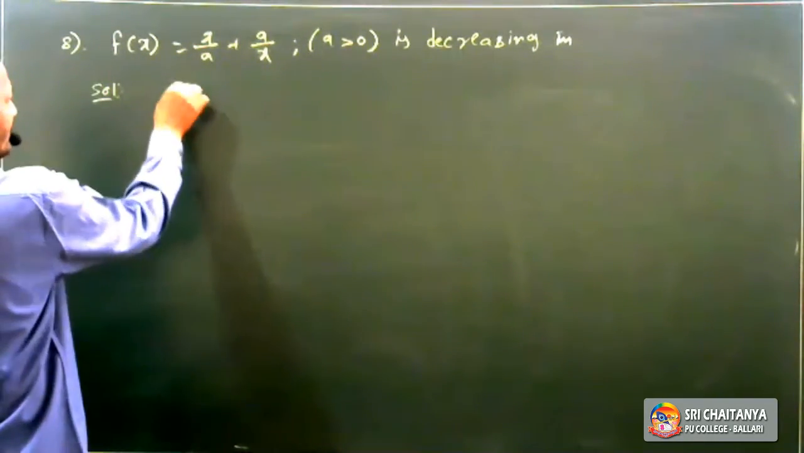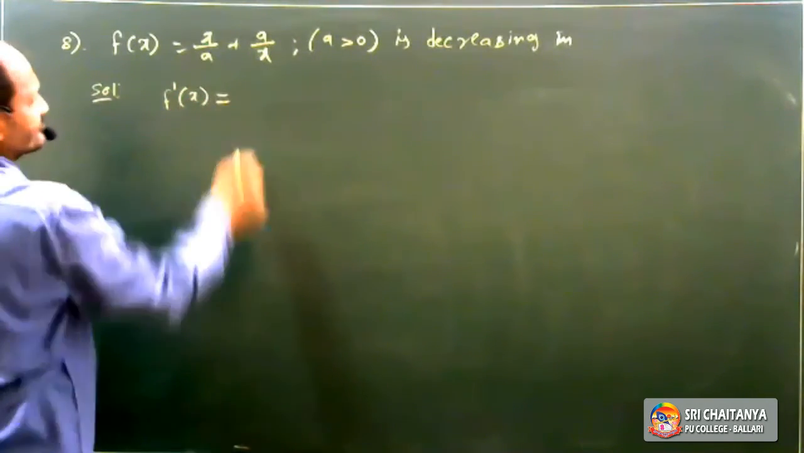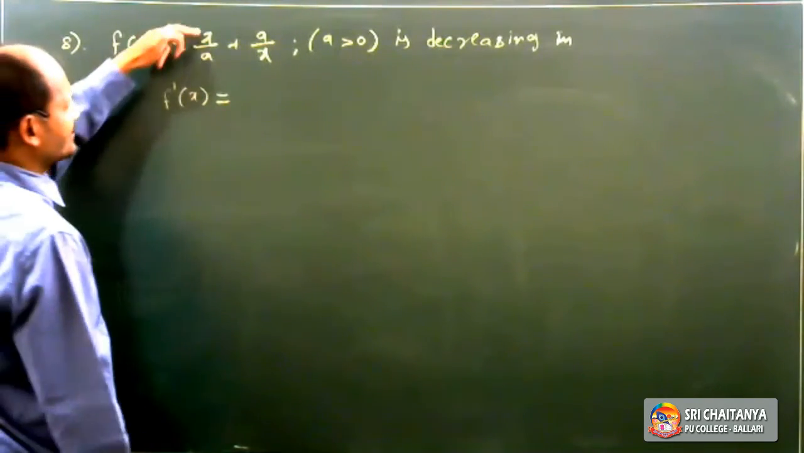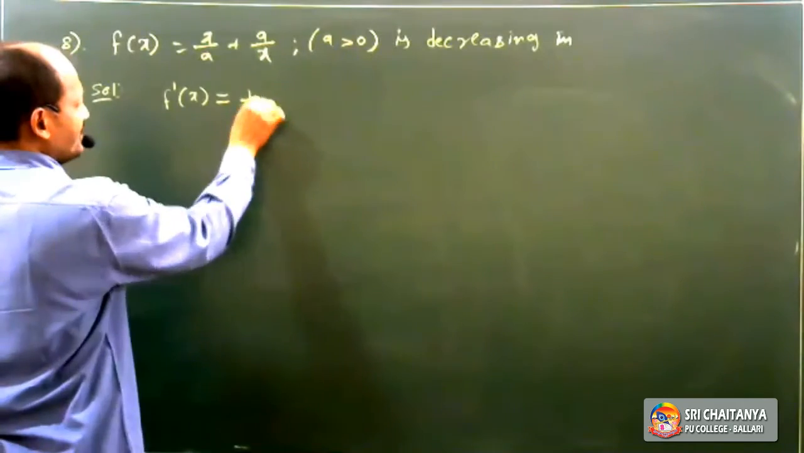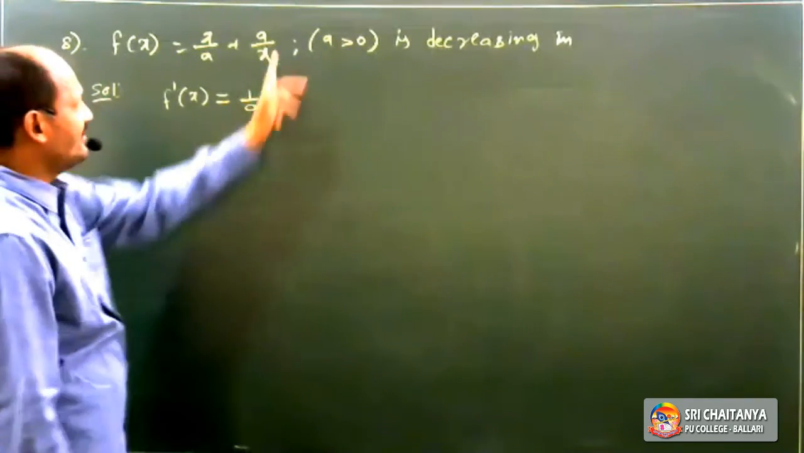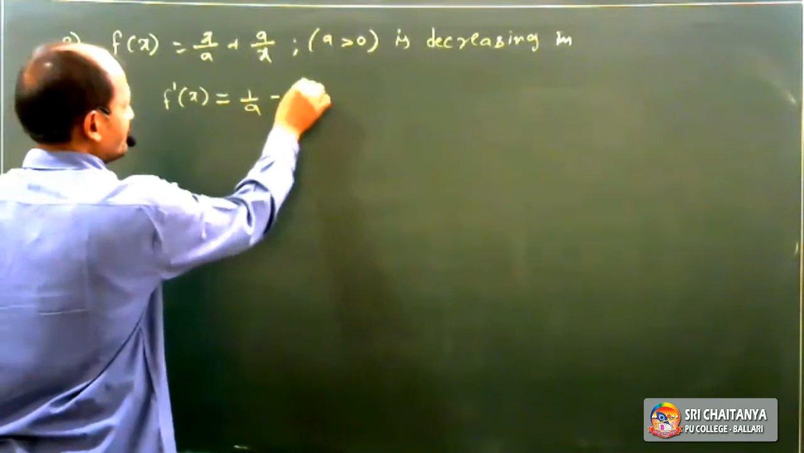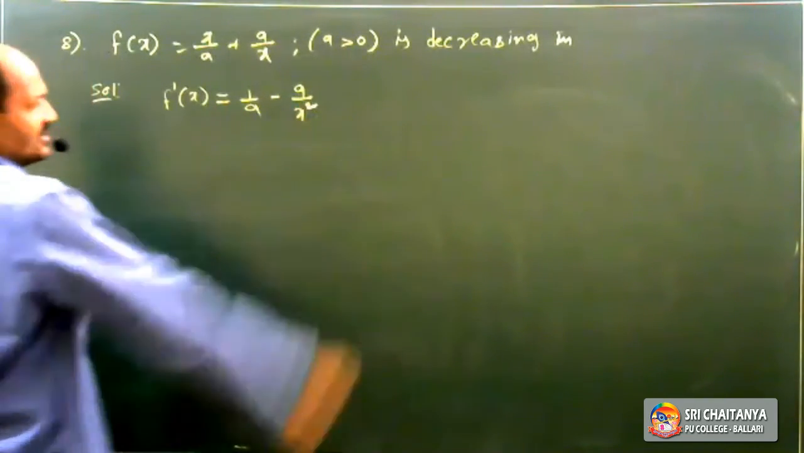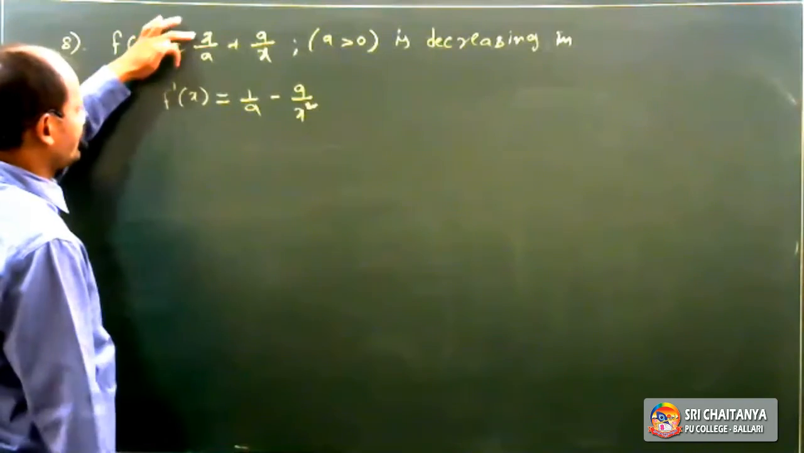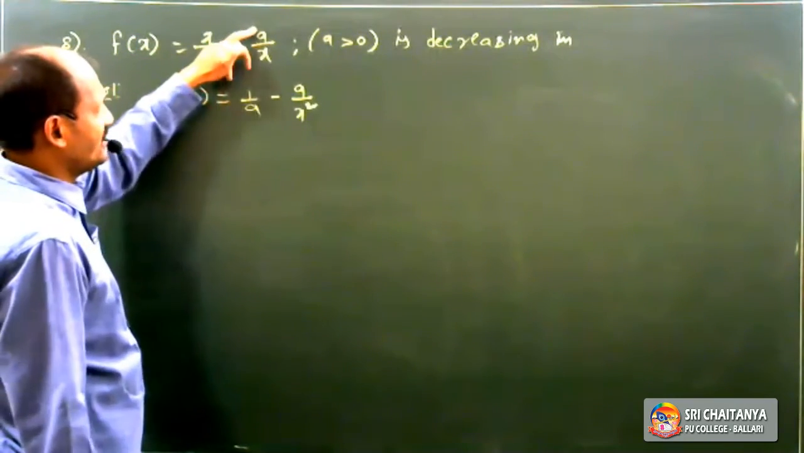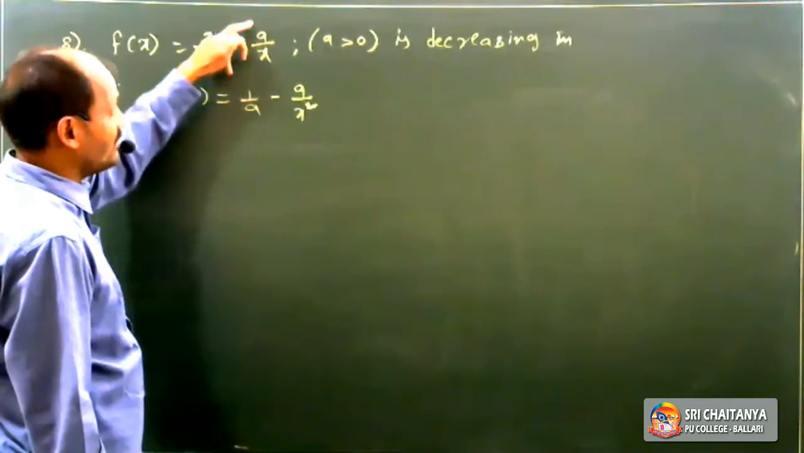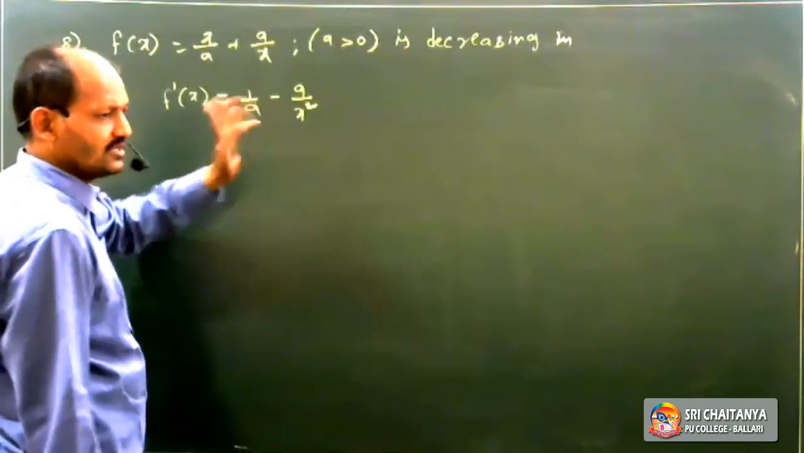So what about the derivative of x by a? It is 1 by a. Derivative of a by x is minus a by x square. So the derivative of x by a is 1 by a, and the derivative of a by x is minus a divided by x square.